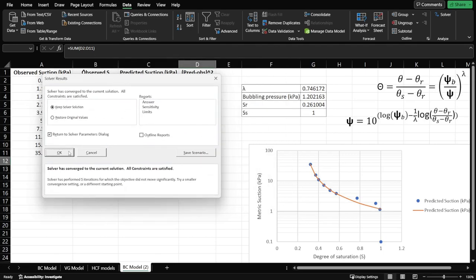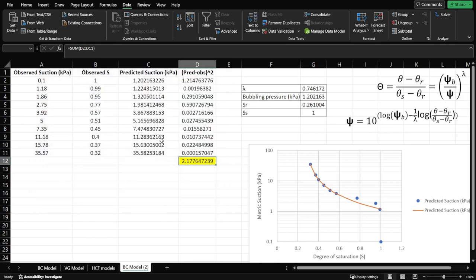It has also calculated the values of lambda as 0.74, the bubbling pressure 1.2, SR 0.26. If we click OK, then we'll find that we have obtained the optimum values of lambda, the bubbling pressure and the SR. So with the help of this solver, we have easily determined the values of these state parameters lambda, psi b and SR.